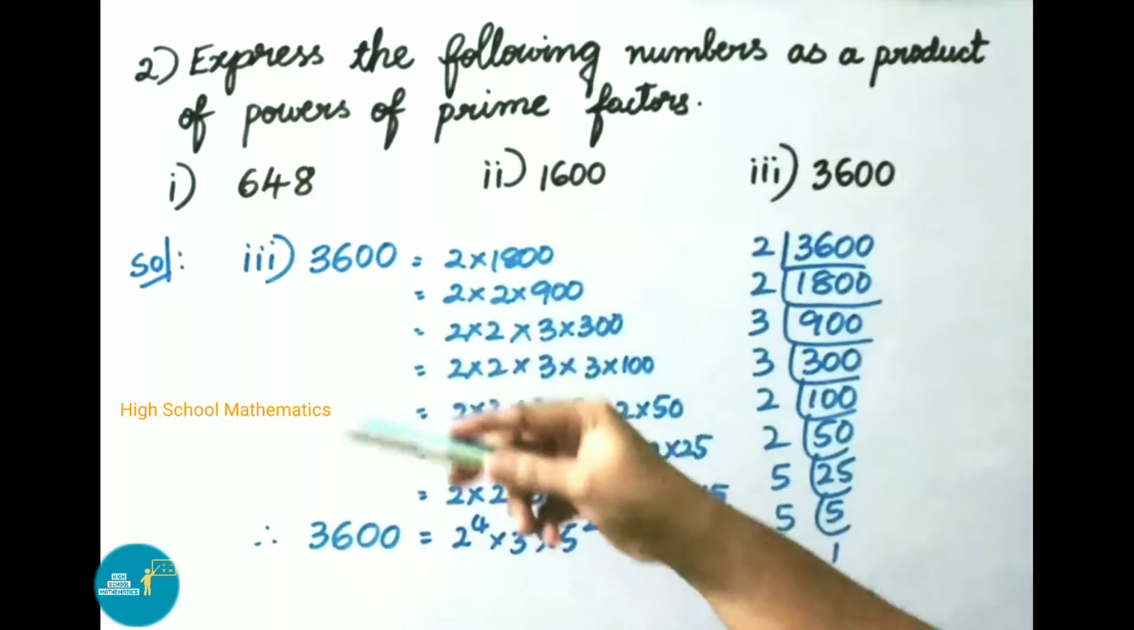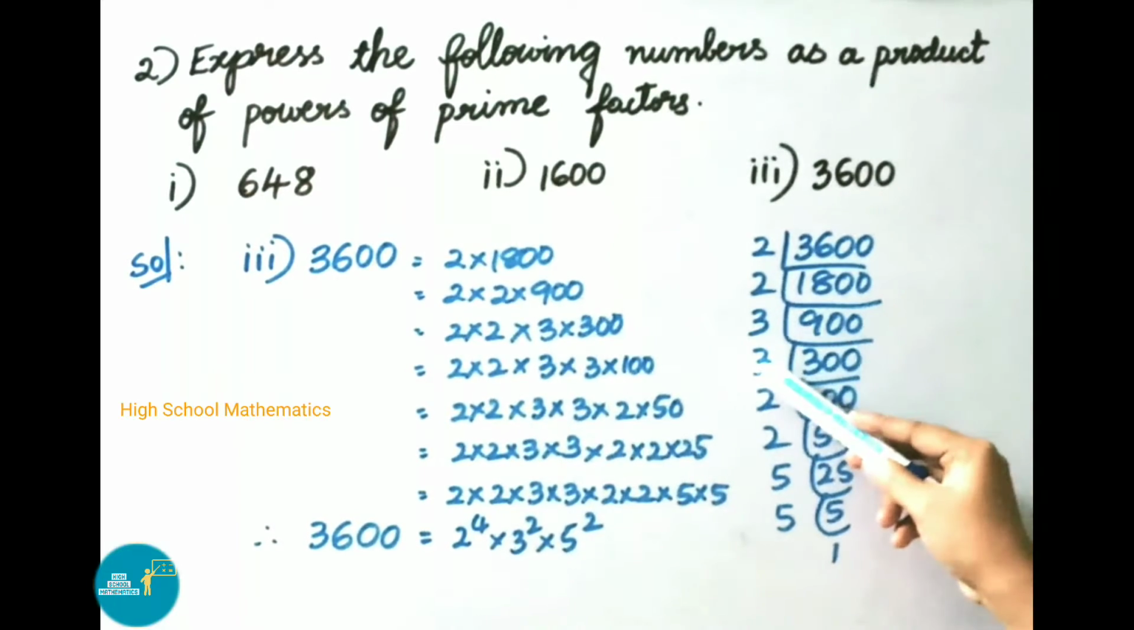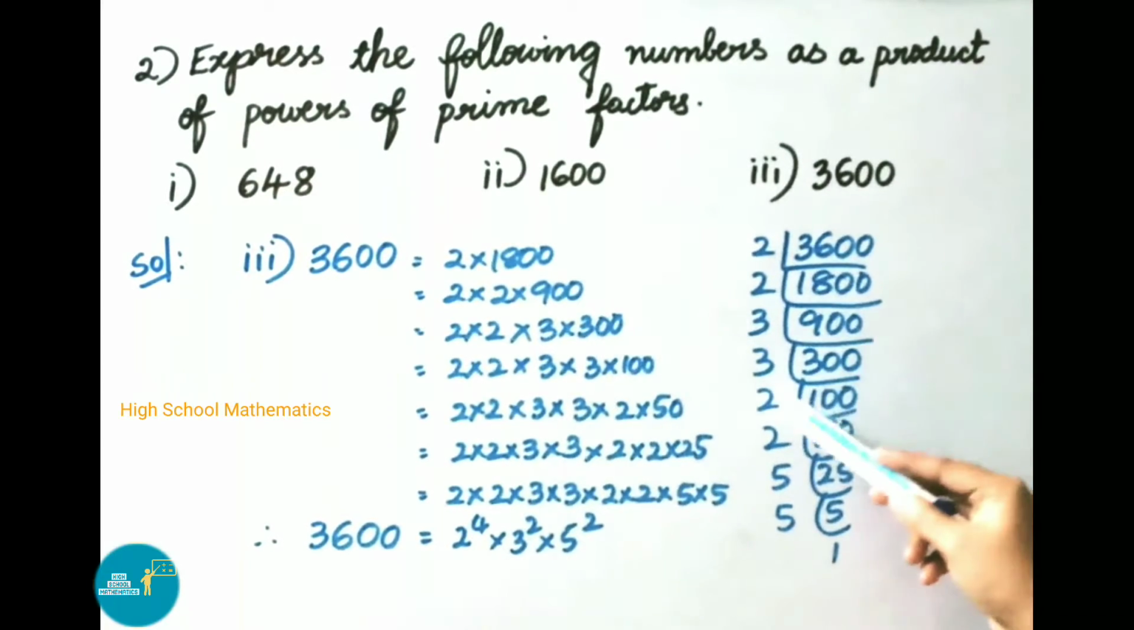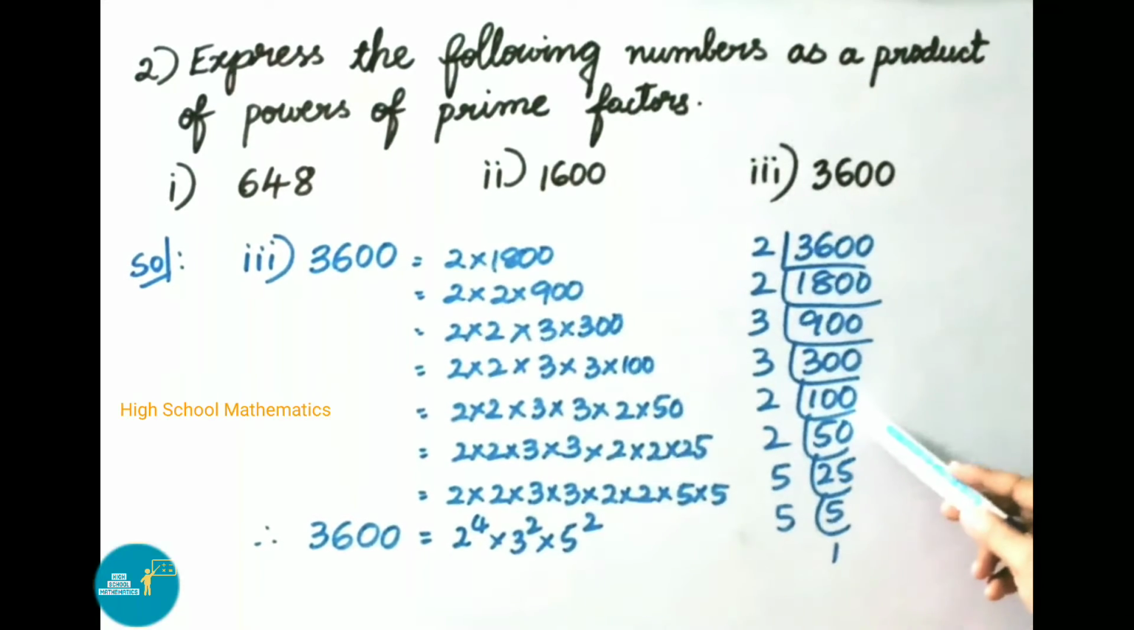See now second question, third one, 3600. Let us do LCM. 2 table 1800 times 3600. 2 table 900 times 1800. 3 table 300 times 900. 3 table 100 times 300. 2 table 50 times 100. 2 table 25 times 50, 5 table 5 times 25, 5 table 1 time 5. Now let us write prime factorization.